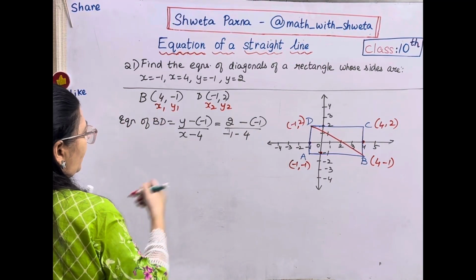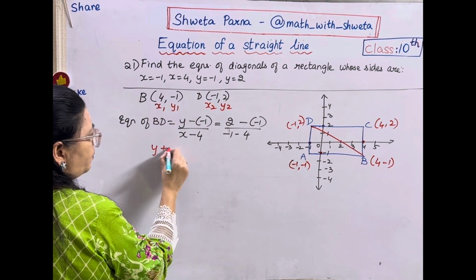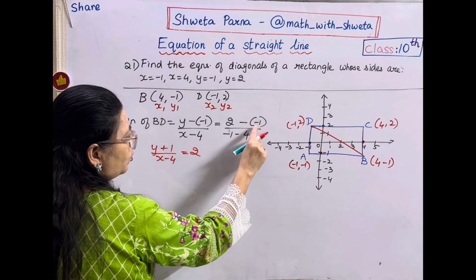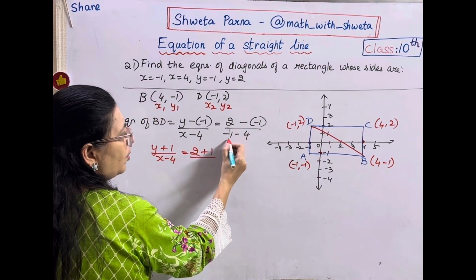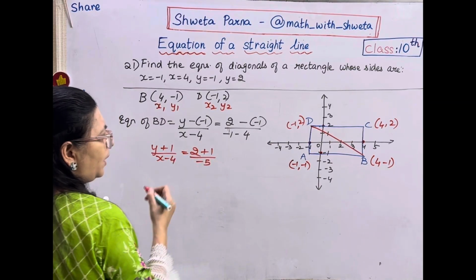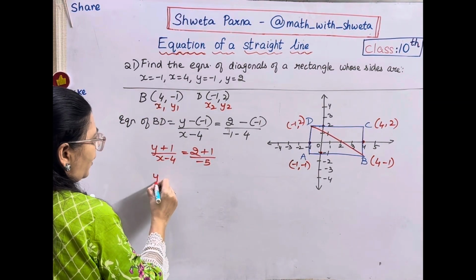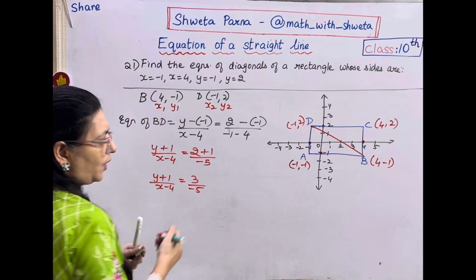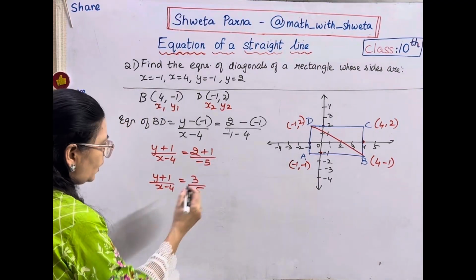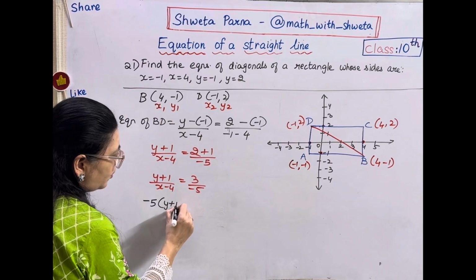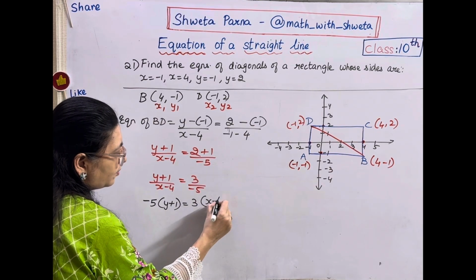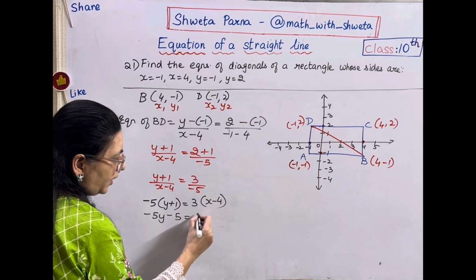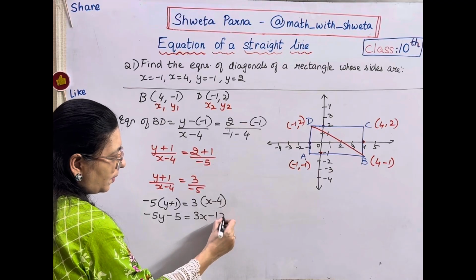So this will become (y minus into minus, plus 1) upon (x minus 4) is equal to (2 minus into minus, which will become plus 1) upon, both are negative, you will add them and the sign would be negative. Okay, so (y plus 1) upon (x minus 4) is equal to 3 upon minus 5. Now cross multiply. Minus 5 into (y plus 1) is equal to 3 into (x minus 4). Minus 5y minus 5 is equal to 3x, 3 into minus 4, minus 12.